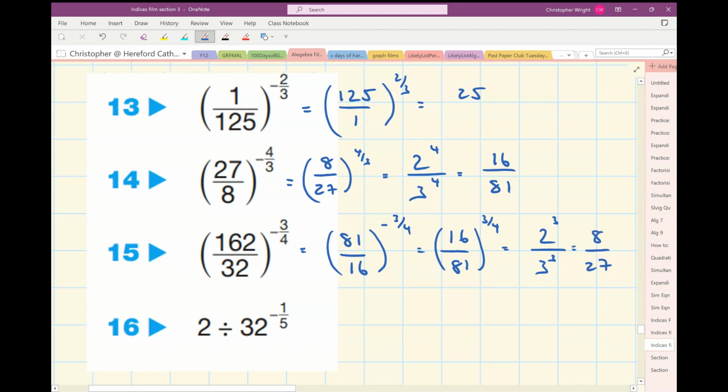And number 16, 2 divided by 32 to the minus a fifth is 1 over 32 to the power of a fifth. So that's the fifth root of 1 over the fifth root of 32. So that's 2 divided by 1 over 2. How many halves in 2? 4. And that's number 16 done.